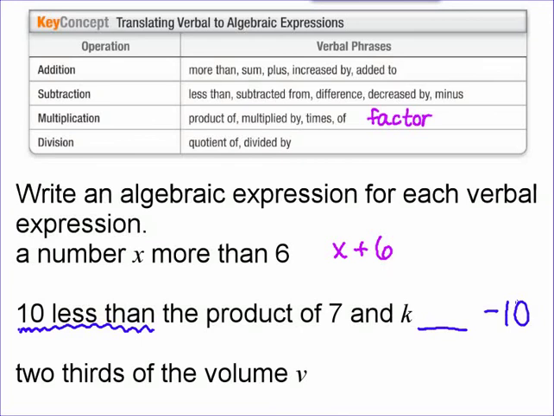So 10 less than, now I've got a little space here, the product of 7 and k. Product means you do what? Multiply them. I've got 7 and k, so I'm going to put the 7k right here in the space. And so that is how you would write 10 less than the product of 7 and k. So whenever you have less than, remember you leave a space and then put minus whatever the number is. Let's look at the next one.